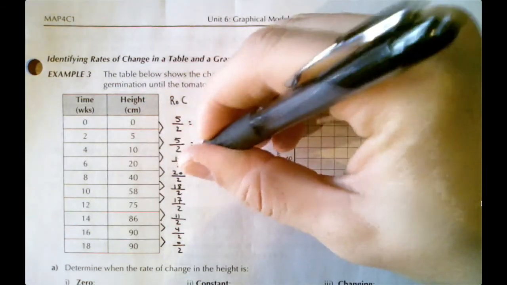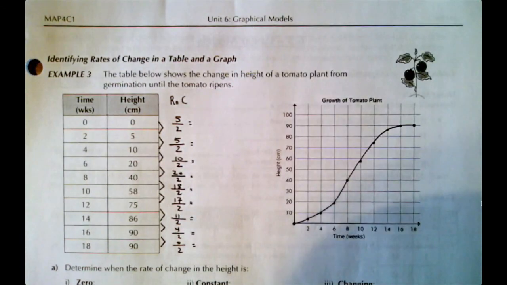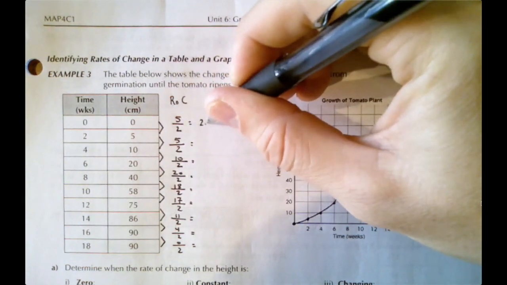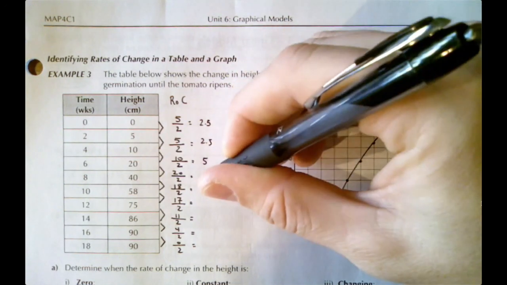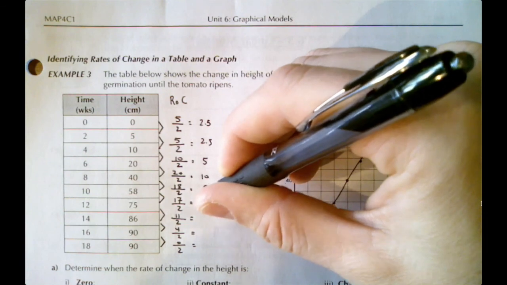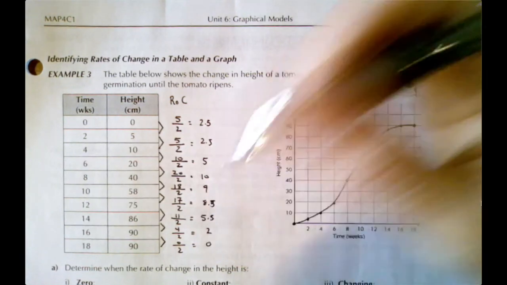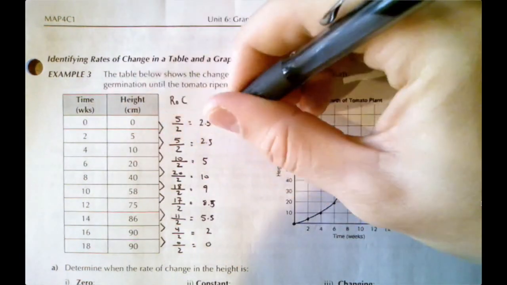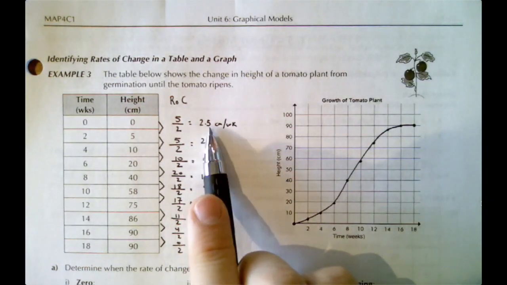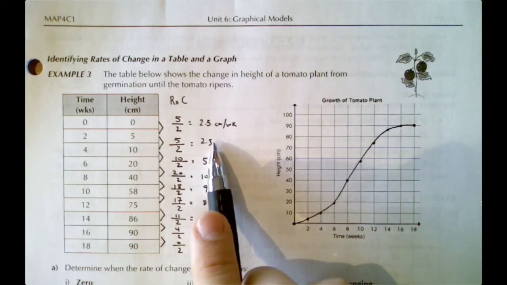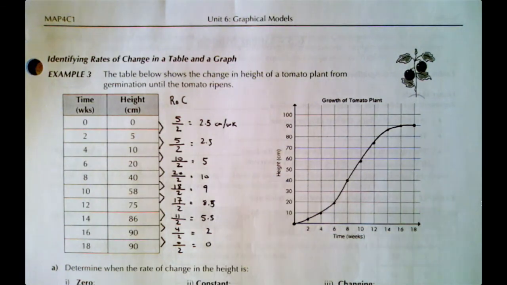So these represent our rates of change, and this should shed some light onto what's happening with our plant. 5 divided by 2 is 2.5. 2.5, 5, 10, 9, 8.5, 5.5, 2, and 0. What's this mean? Well, this is in centimeters of height per week. So 2.5 centimeters per week in the first 2 weeks, and then 2.5 again, and then 5, and then 10, and then 9, and then 8.5, 5.5, 2, 0. So these are our rates of change.